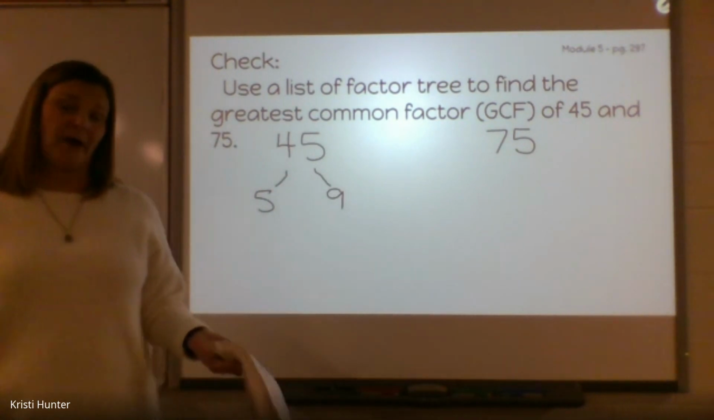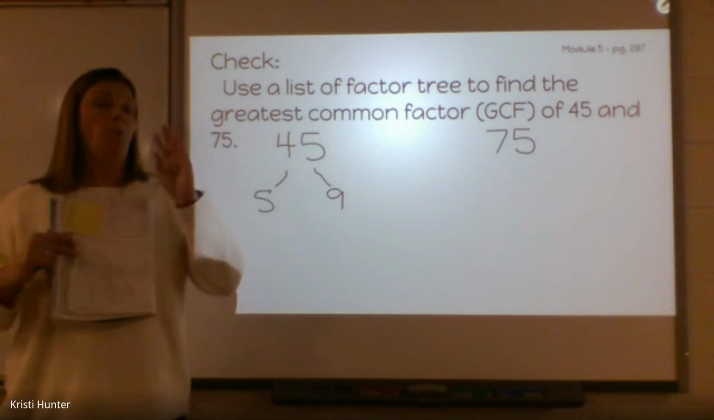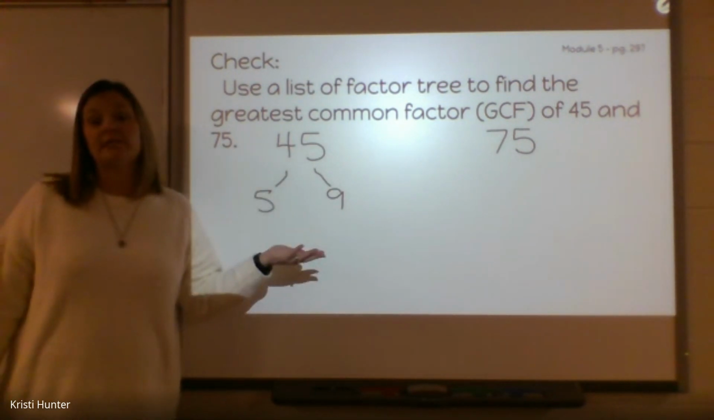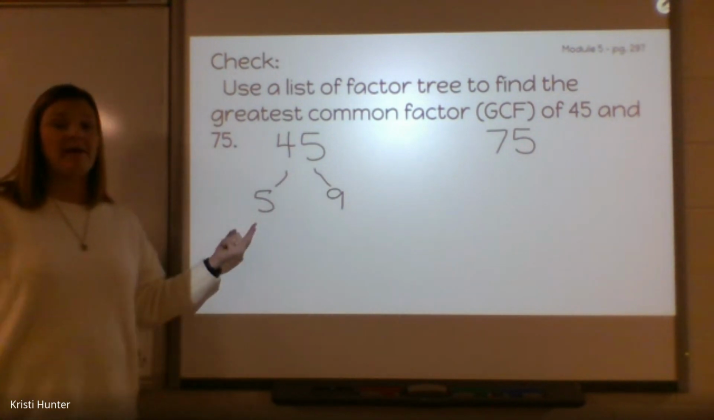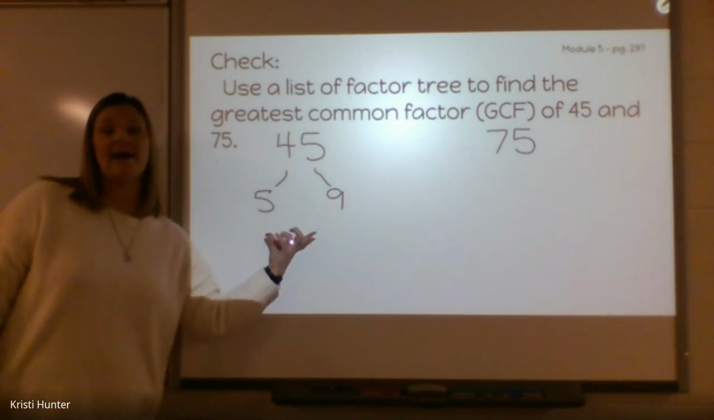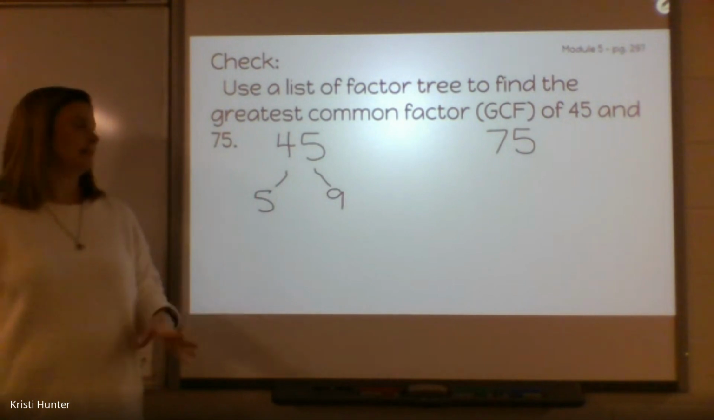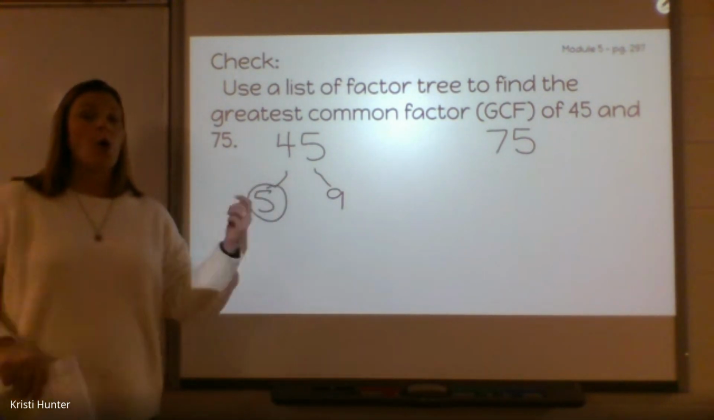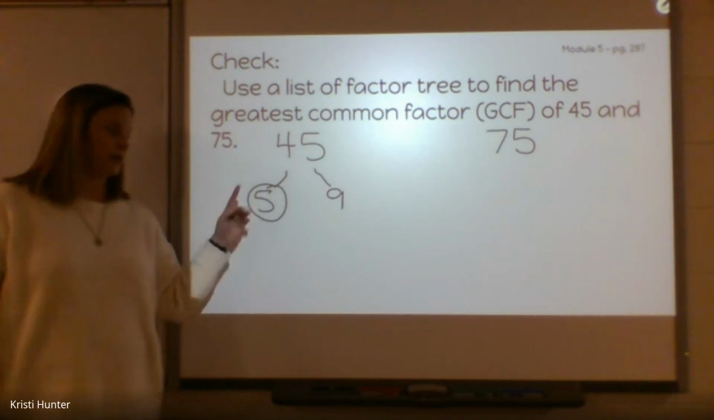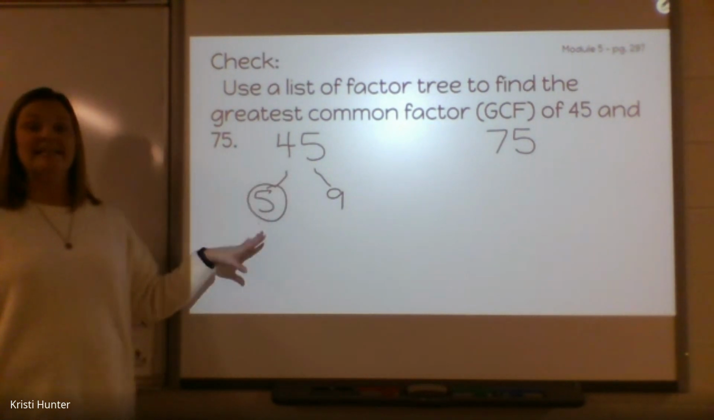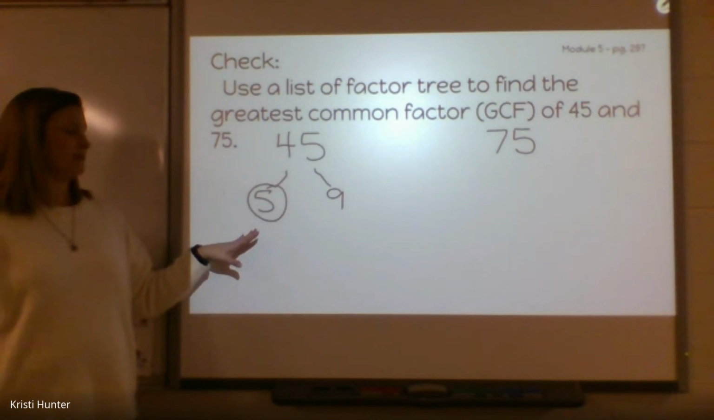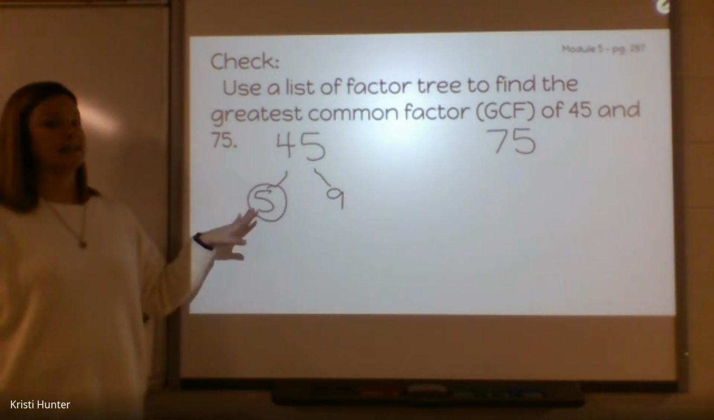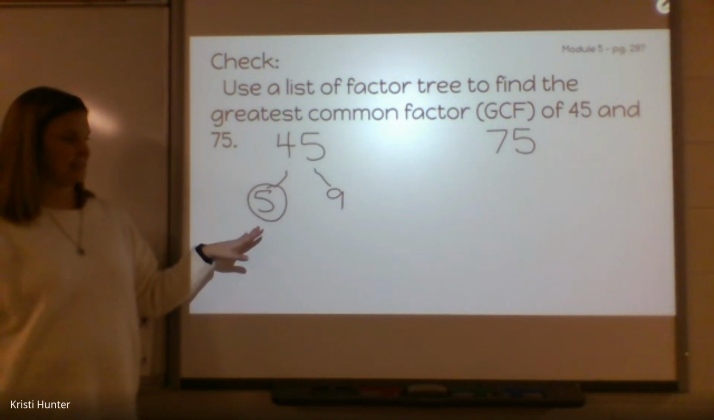You can start wherever you'd like. Whatever fact you think of first is okay to start with. You may have to break down both sides of the number, and that's okay. So when I look at this, I know 5 is a prime number. Only 1 and 5 work here, so I can stop factoring. Nothing times anything else besides 1 and 5 will get me 5, because no fractions work, no decimals work.